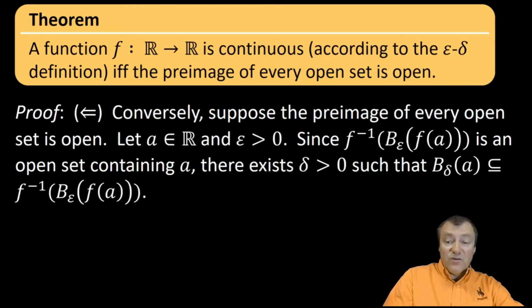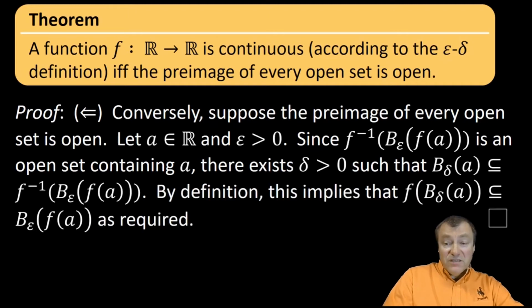So by definition of open, there exists a positive delta such that the delta ball centered at A is contained in this preimage. By definition, this means that the image of the delta ball centered at A is contained in the epsilon ball centered at f of A, which is exactly the requirement of the Calc 1 definition of continuity. This completes the proof of the theorem in both directions.